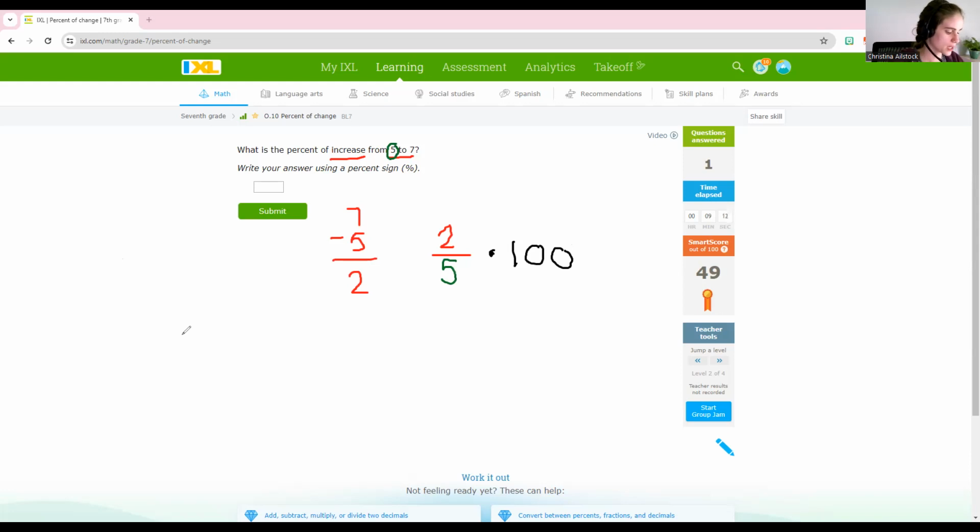2 divided by 5 is 0 and 4/10. Multiplied by 100 gives us 40%. And make sure, like the direction said, to put the percent sign in your answer when you type it in the box. Otherwise, it won't be correct, and that would be really unfortunate to see your SMART score drop when all you did was forget to put a percent sign in. So make sure you're careful and don't go too fast to do that.